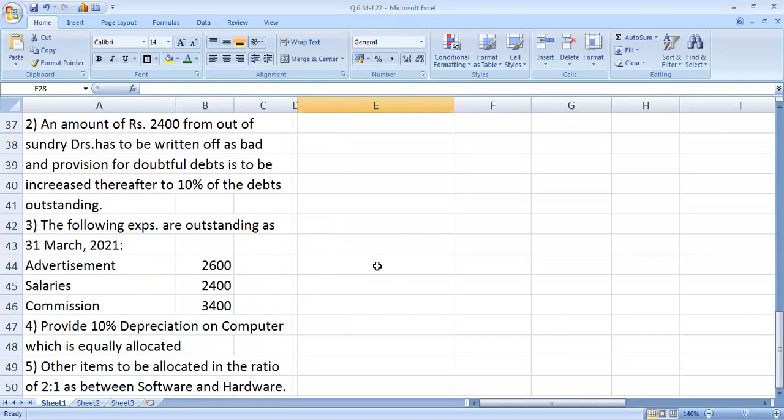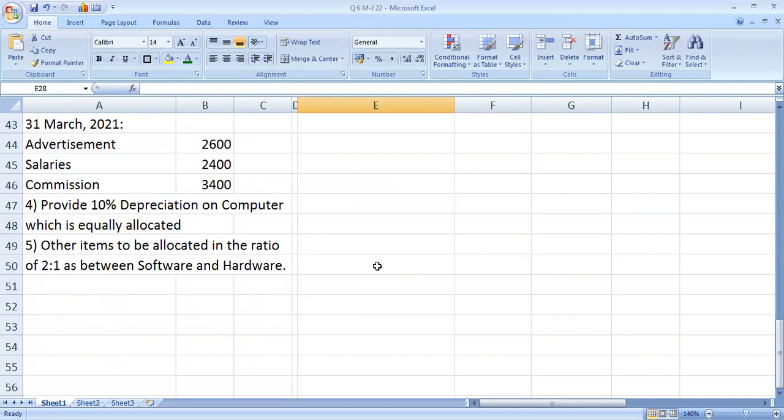Adjustment number three, the following expenses are outstanding as on 31st March 2021: advertisement rupees 2,600, salary rupees 2,400, commission rupees 3,400. Adjustment number four, provide 10% depreciation on computer, which is equally allocated. Adjustment number five, other items to be allocated in the ratio of 2:1 as between software and hardware.